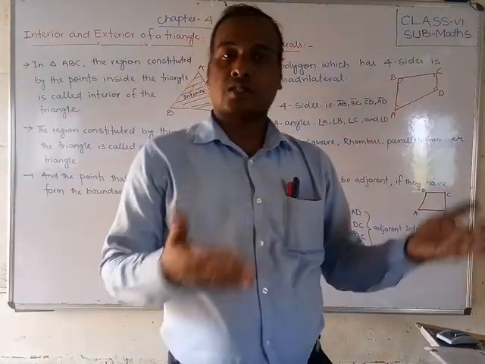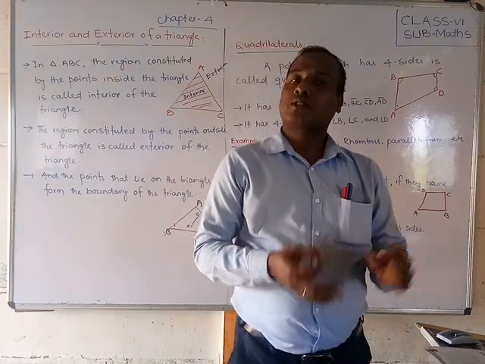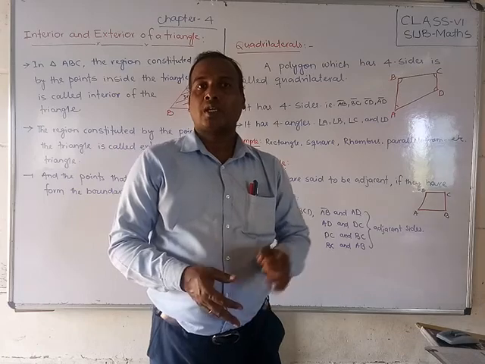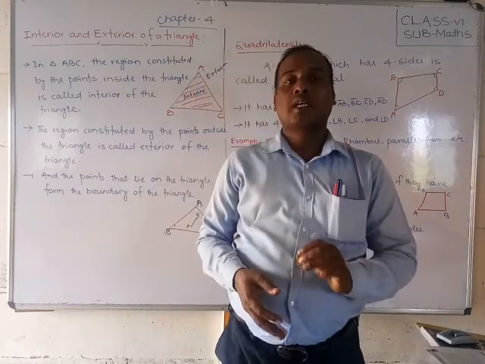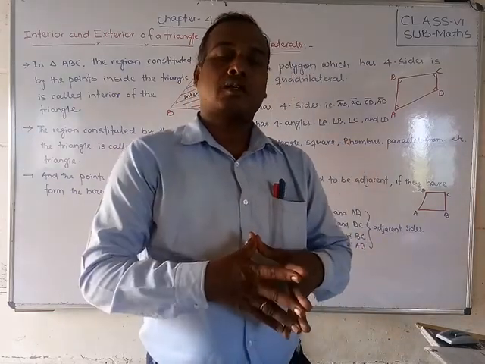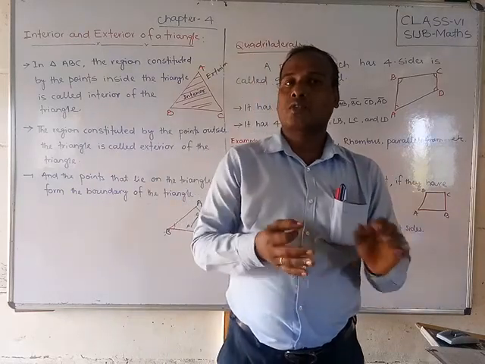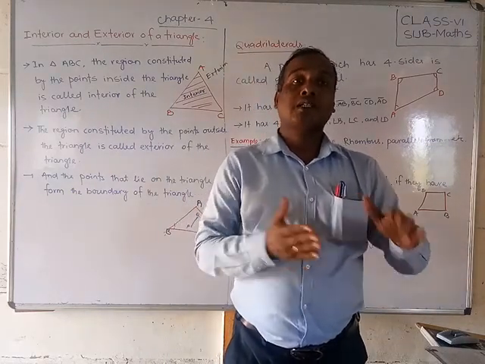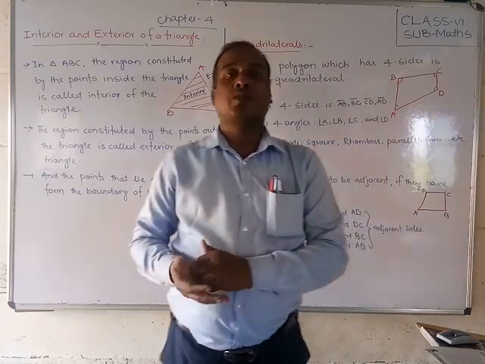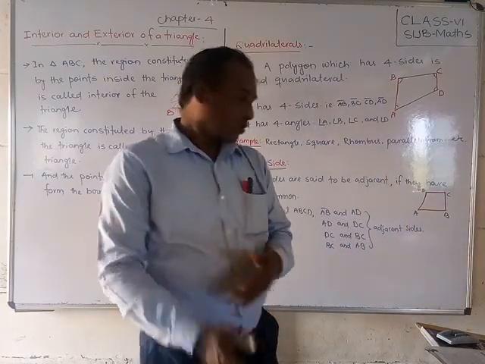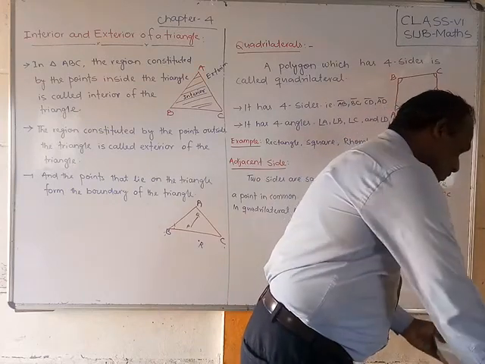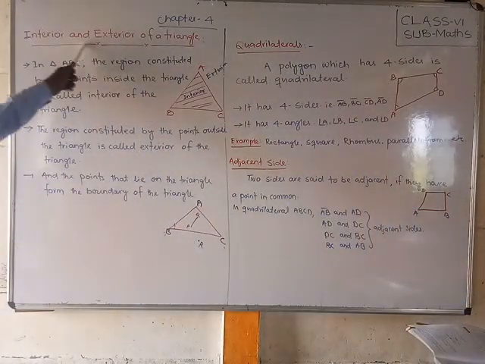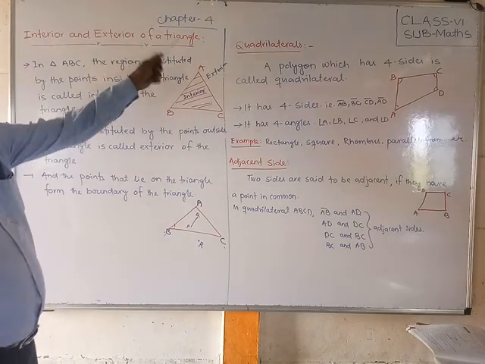In previous classes I have explained to you what a triangle is. A triangle is a polygon having three sides. Already I have explained the triangles very thoroughly, but we will study what the interior points and the exterior points of a triangle are. So let us start, students. Interior and exterior of a triangle.